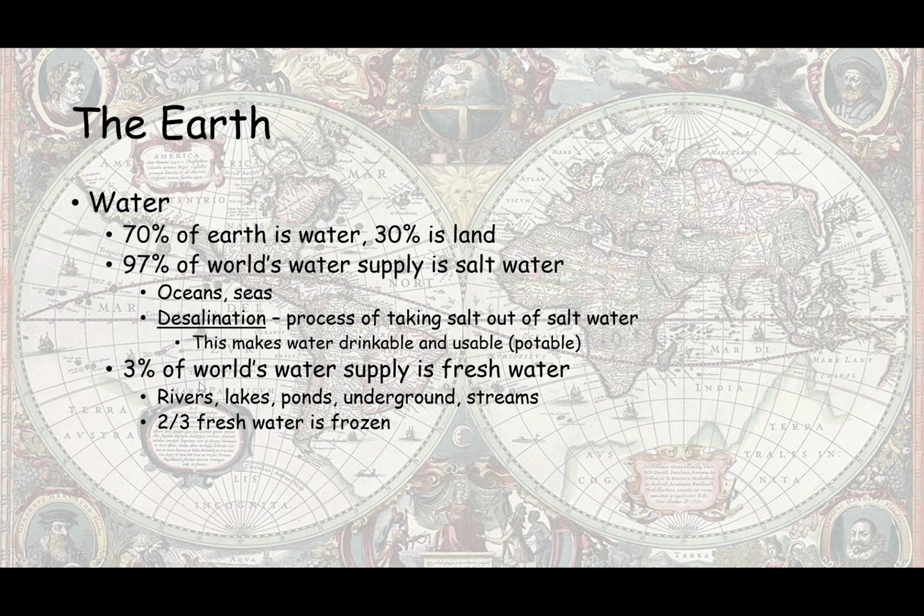3% of the water in the water supply of the earth is fresh water. Rivers, lakes, ponds, underground, these are our wells, streams. But look at how much of that is actually free. Only 1/3 of that 3% is free. 2/3 of it is frozen. And this would be your glaciers, your ice up at the poles.